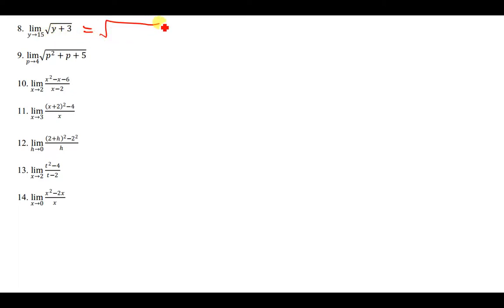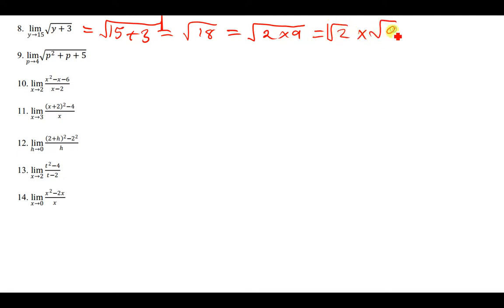So we're just going to have 15 plus 3, which is just going to give us the square root of 18, which can also be written as the square root of 2 times 9, which can also be written as the square root of 2 times the square root of 9. The root of 9 is 3, so you have a 3 times the square root of 2, which is an irrational number.